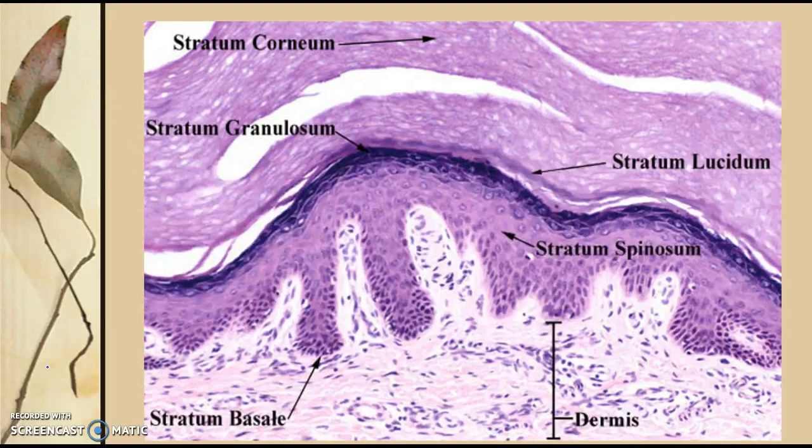So this is a nice picture, and you're going to have to be able to recognize all of these 5 layers based on histology. The best way to tell if it's the stratum corneum is it's going to be really thick up here. Lucidum is going to be below it. There's a granulosum, the spinosum, and then the very, very bottom layer, where you're going to see a bunch of nuclei kind of crunched together, is going to be the basale.